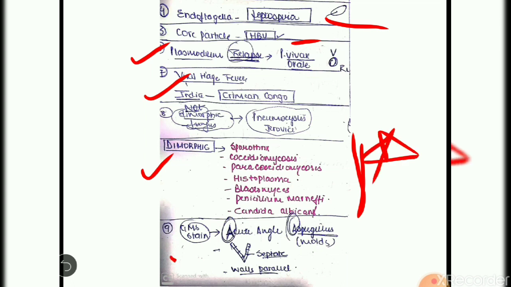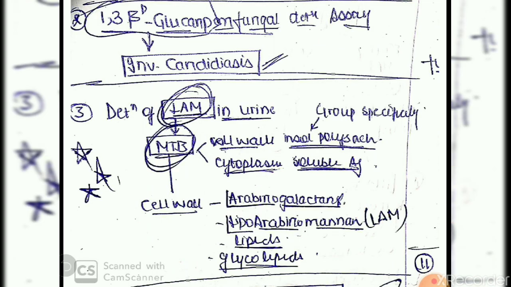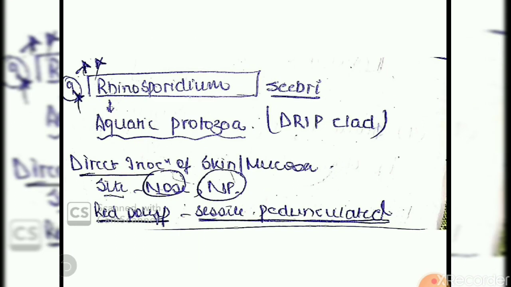Again, a fungal question. Giemsa stain was done, GMS stain was done, and you have an acute angle. So acute angle is seen in Aspergillus, right? The next question, you did a 1,3 beta glucan assay, which is very much diagnostic of invasive candidiasis. Okay, so the detection of lipoarabinomannan in urine is for Mycobacterium tuberculosis, because its cell wall has arabinogalactan, LAM, and glycolipids. The next question is on aquatic protozoa, Rhinosporidium seeberi. Okay, so they have a sessile red polyp in the nose, in the nasopharynx.